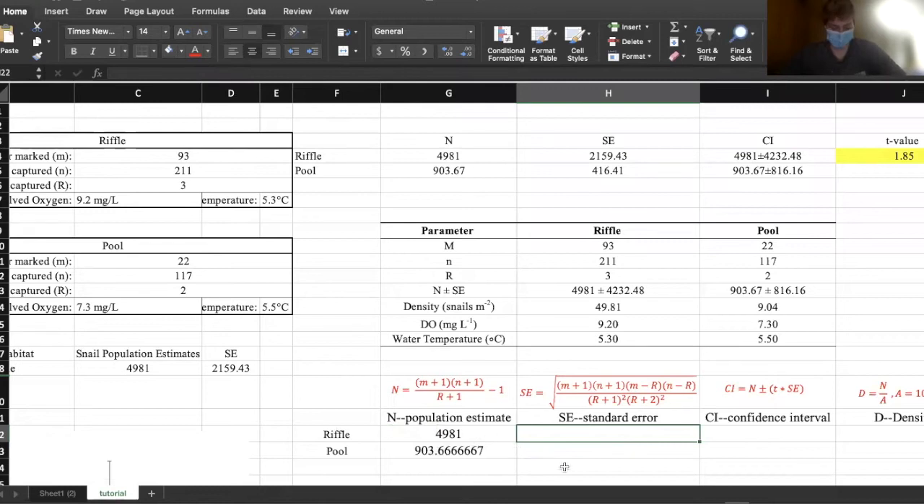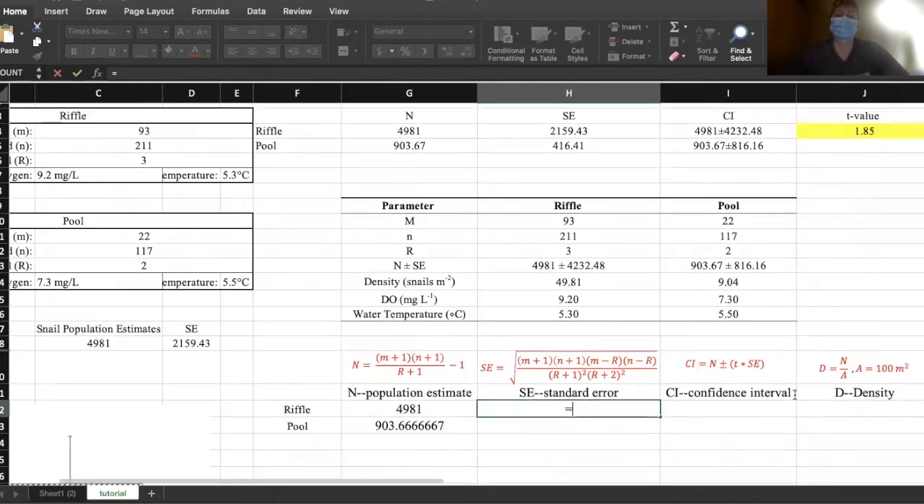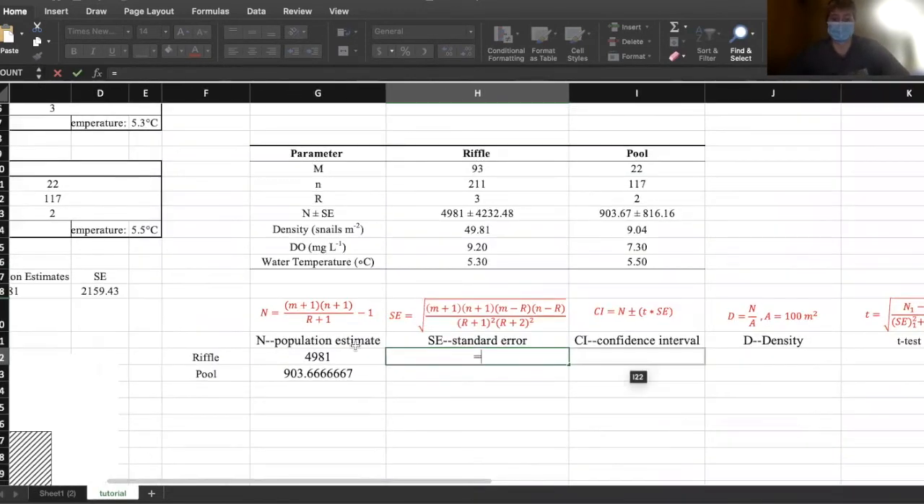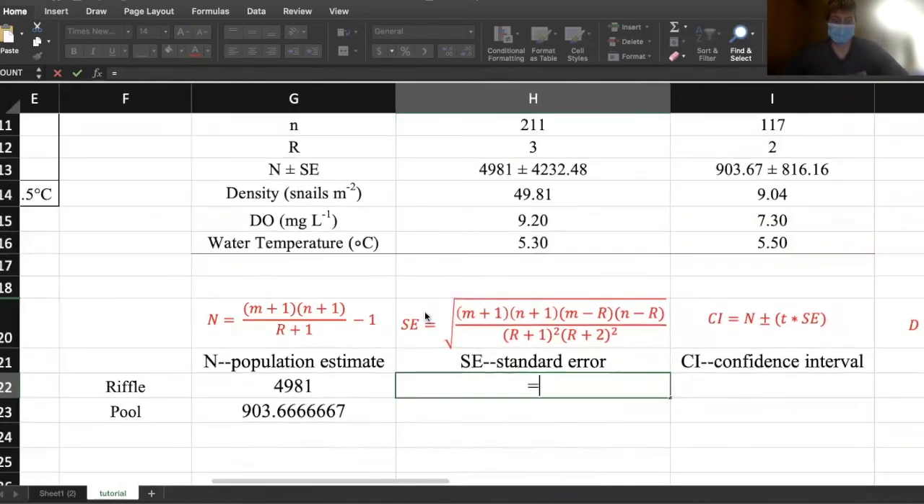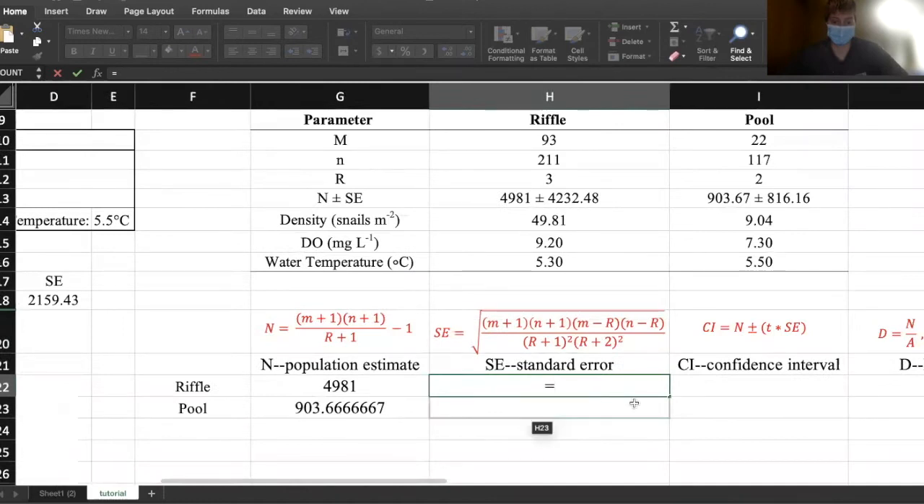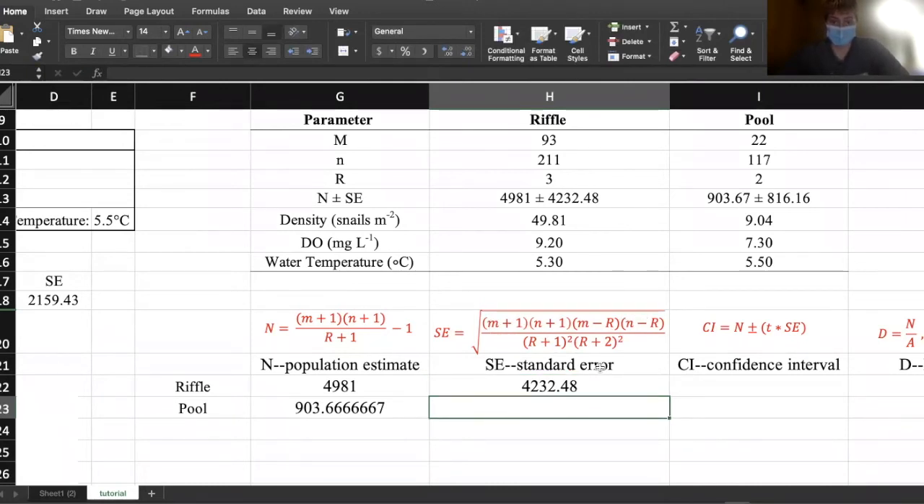Now we want to do our standard error. I have the formula up here for reference. The standard error is a much longer one, and I would recommend doing that by hand, just because it can get messy in Excel. For the standard error for the riffle, I had 4,232.48. So I'm just going to put that in so I can calculate the rest of them. And for pool, it was 816.16.